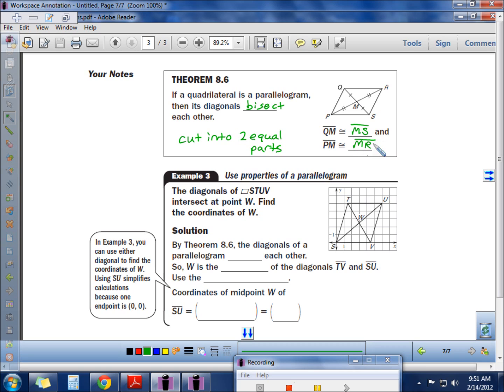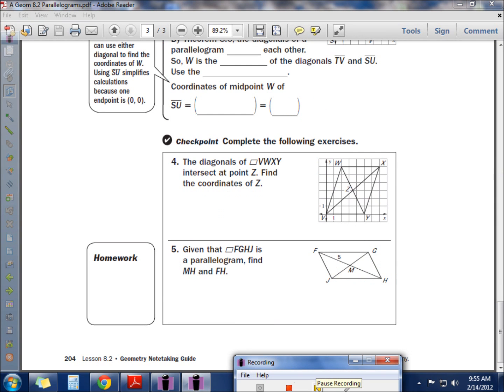All right, example 3. The diagonals of parallelogram STUV intersect at point W. Find the coordinates of W. Well, whenever they're graphed, this is what you'll have to do on your own later, it's pretty easy to see. We just can find the coordinates of where the 2 diagonals intersect each other. So this is over 1, 2, 3 units. So it'll be 3, comma, how much does it go up? 1, 2.5. Perfect. Good job.